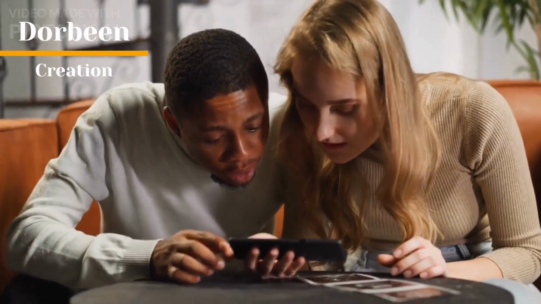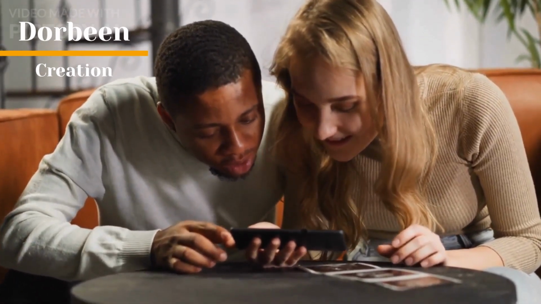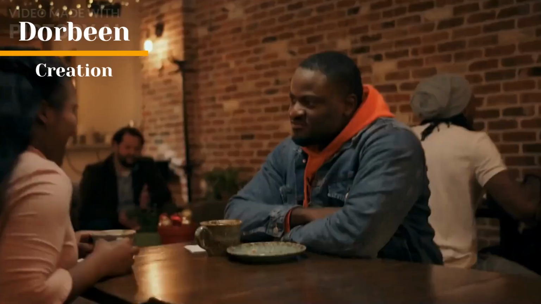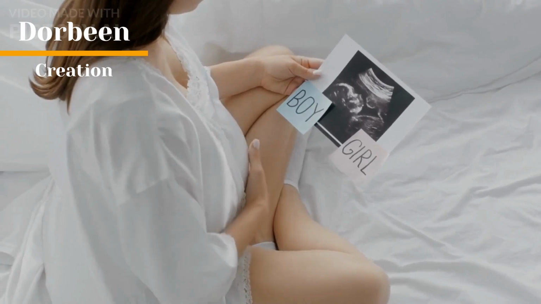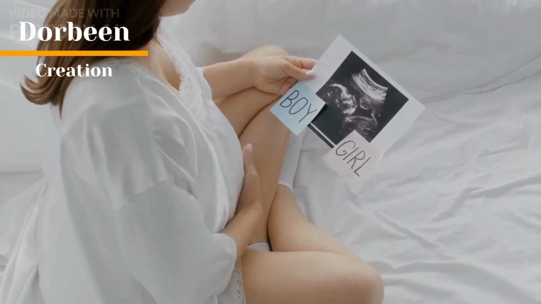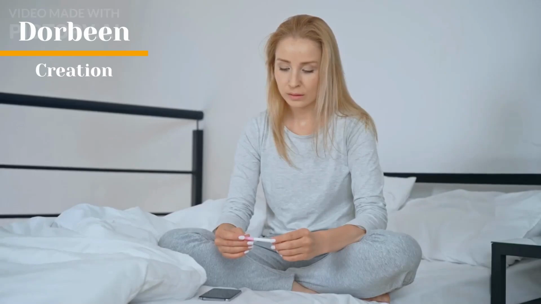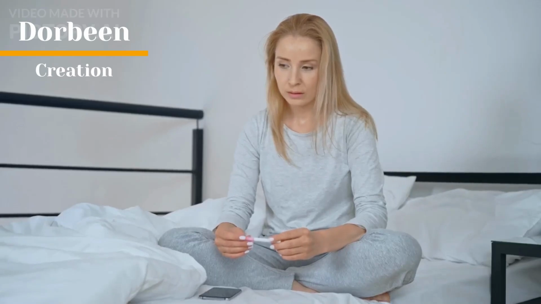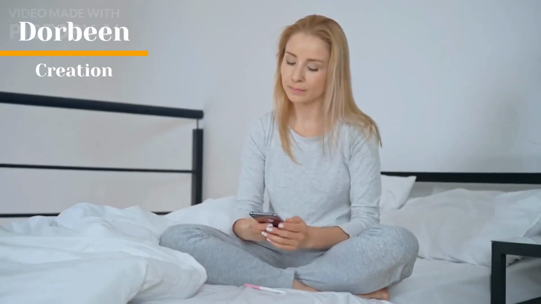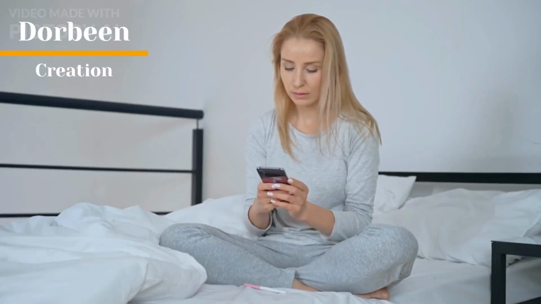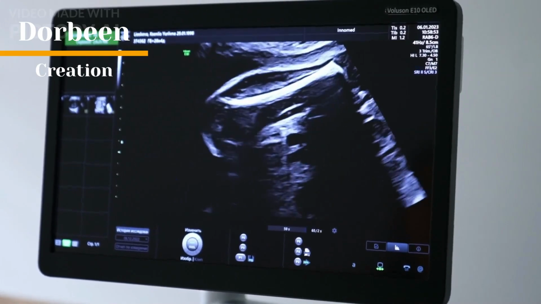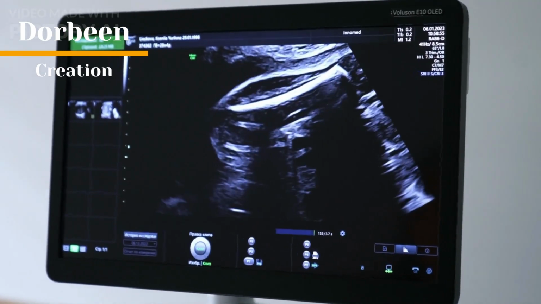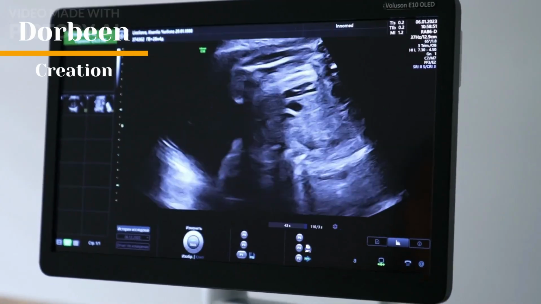14. Modern alternatives. Today, ultrasounds and DNA testing are more accurate for determining a baby's gender. 15. Early ultrasound. Ultrasound technology can often predict gender as early as the first trimester. 16. NIPT testing. Non-invasive prenatal testing, NIPT, can detect gender and genetic conditions as early as the 10th week of pregnancy. 17. Amniocentesis. This diagnostic test can determine gender and screen for chromosomal abnormalities, typically in the second trimester.